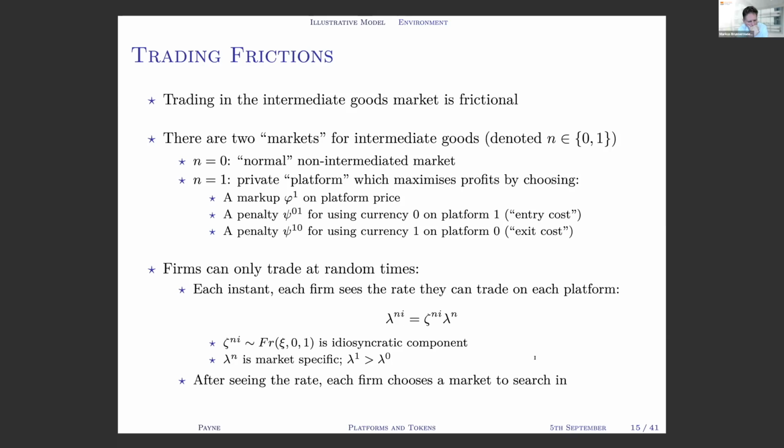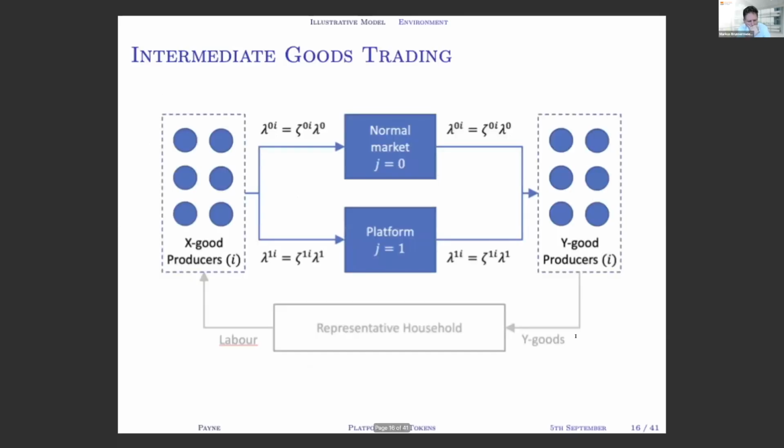Okay. All right. So just to make sure we're on board with how this market is working, I have the sort of flow diagram here where the arrows are referring to the flow of goods through the system. So we have these X good producers, which in GE would get labor from the household, but here don't.